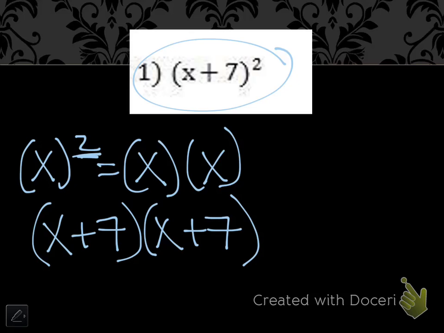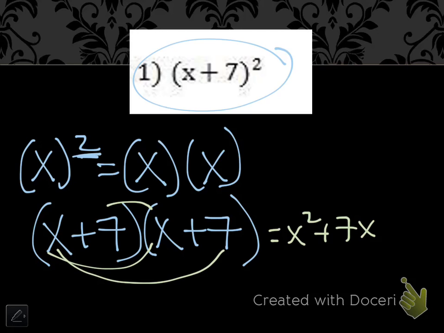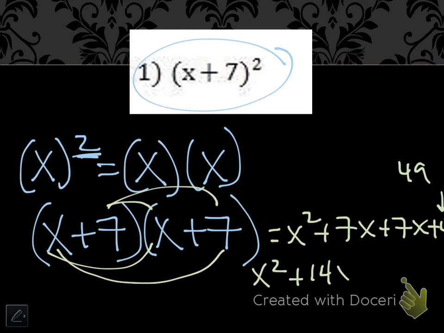Okay, so then if we FOIL this, we got first, so we got x squared, outside, inside, and last, so plus 49. Oops, that's a 49 right here. Okay, so then if we added our like terms, we'd get x squared plus 14x plus 49 here.